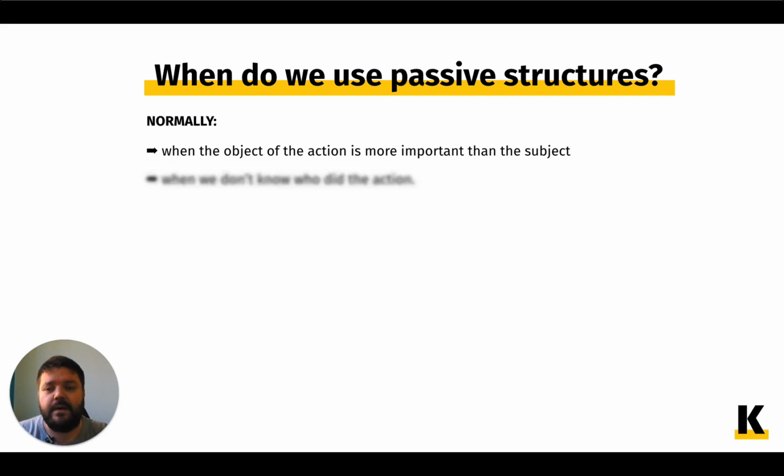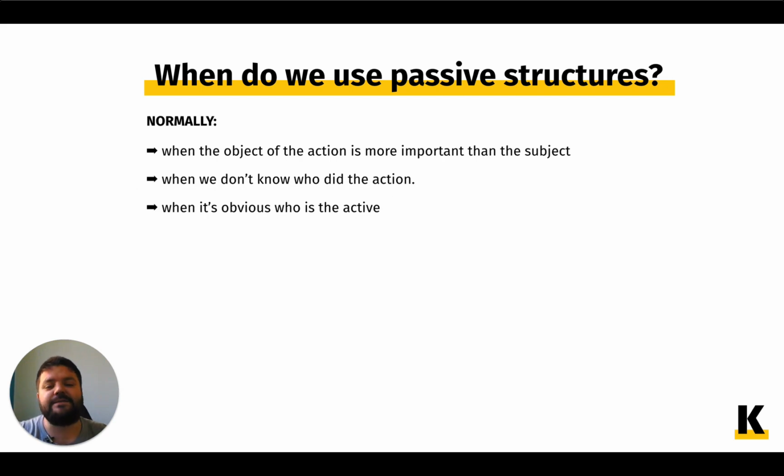Right? Also, we can use the passive when we don't know who did the action, like in this sentence. Maybe we don't know who spotted the criminal. Maybe it was the police. Maybe it was just a passerby. So yeah, we would just omit the person who spotted the criminal, and we would place the criminal at the beginning in order to emphasize the passive subject.